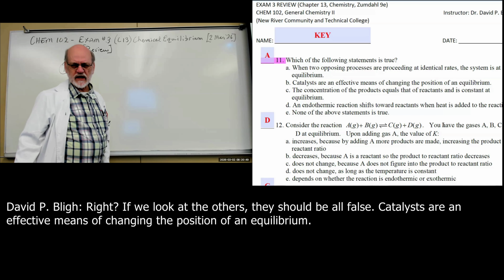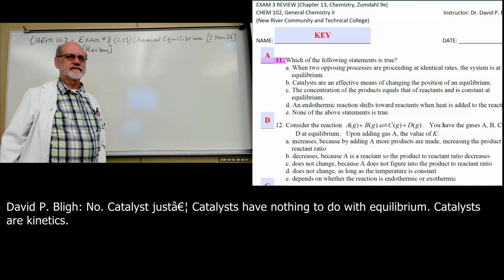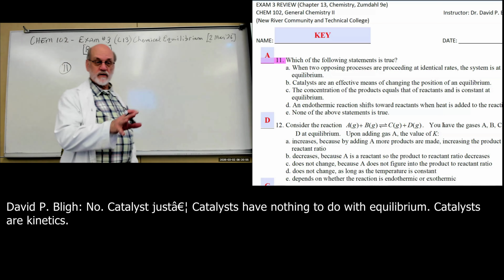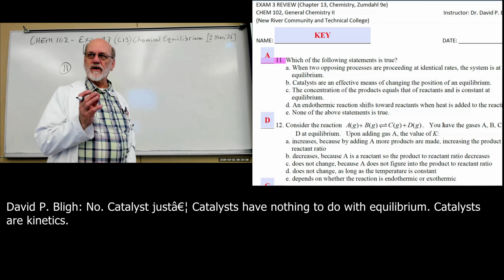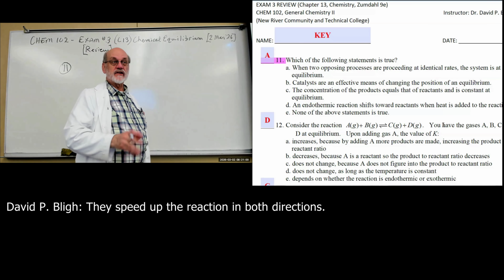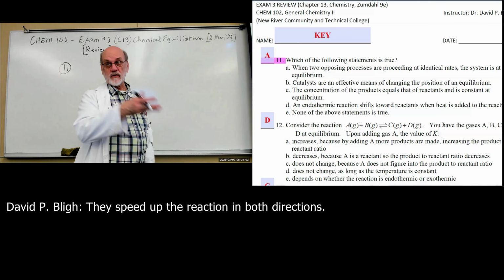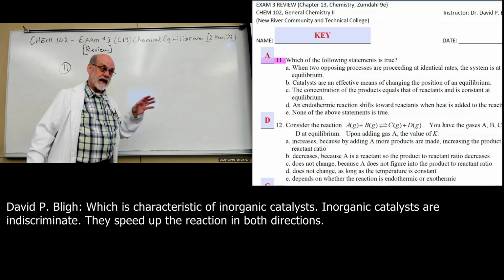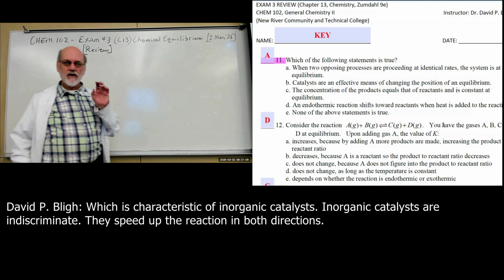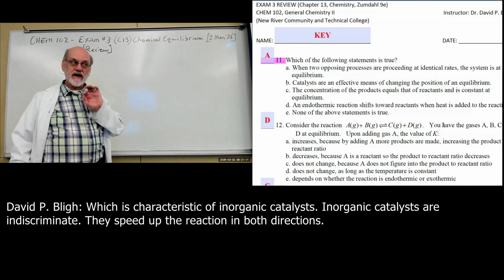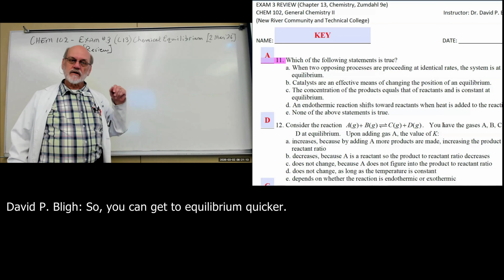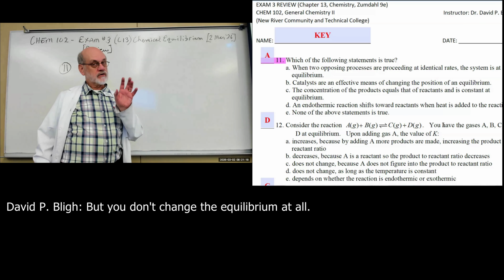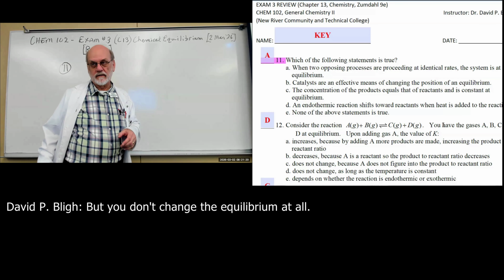Catalysts are an effective means of changing the position of an equilibrium. No. Catalysts have nothing to do with equilibrium. Catalysts are kinetics. They speed up the reaction in both directions, which is characteristic of inorganic catalysts. Inorganic catalysts are indiscriminate. They speed up the reaction in both directions. So you can get to equilibrium quicker, but you don't change the equilibrium at all.